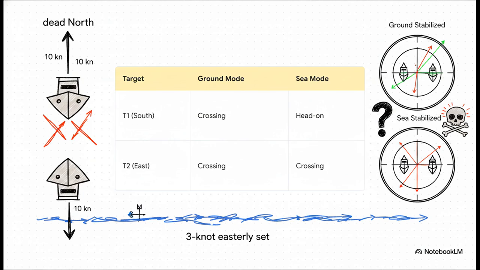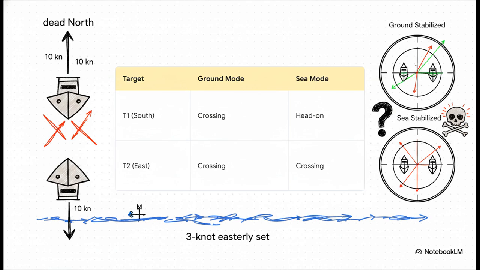Imagine you're heading straight north at 10 knots, and you've got a target heading south at 10 knots. Normally, that's a classic head-on situation. But wait, what if you have a strong 3-knot easterly set and your radar is stuck in ground-stabilized mode? Well, that easterly current is physically pushing both of your ships sideways. Since the radar is calculating your movement over the solid ground, it completely skews the vectors on your screen.